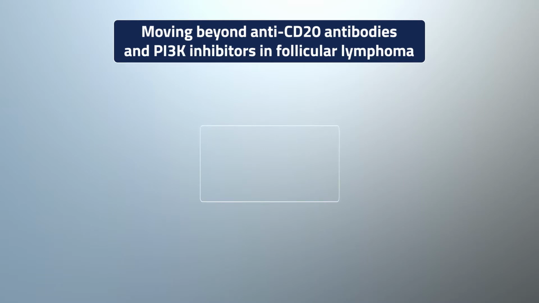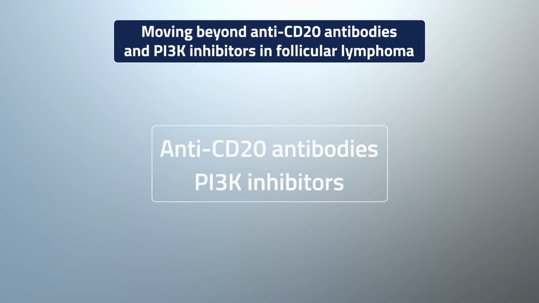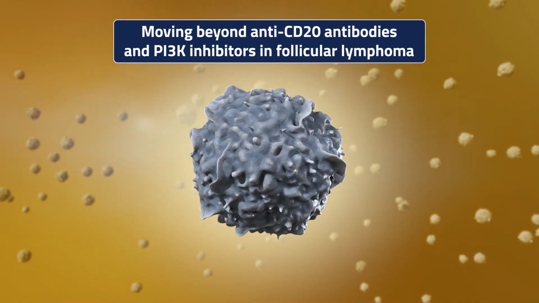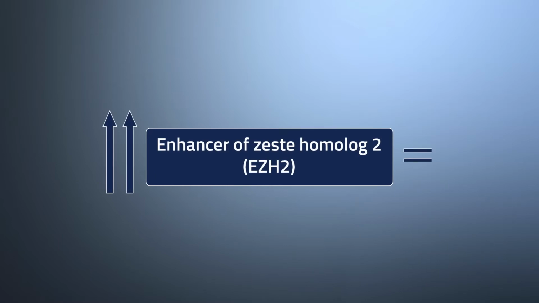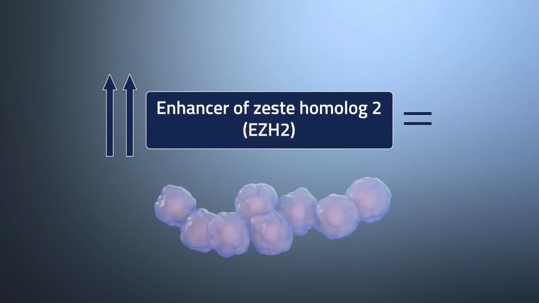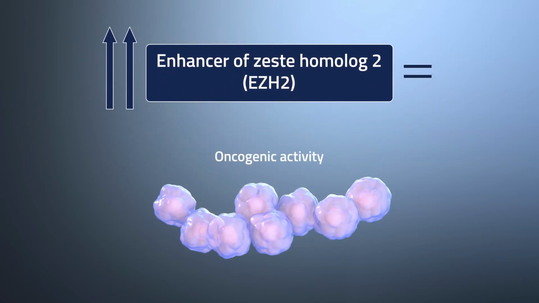In an effort to move beyond anti-CD20 antibodies and PI3K inhibitors, new areas of B-cell biology have been investigated. Discovering that the aberrant upregulation of enhancer of zeste homolog 2, or EZH2 activity, is oncogenic in a broad spectrum of human cancers has led to the clinical development of tazemetostat.